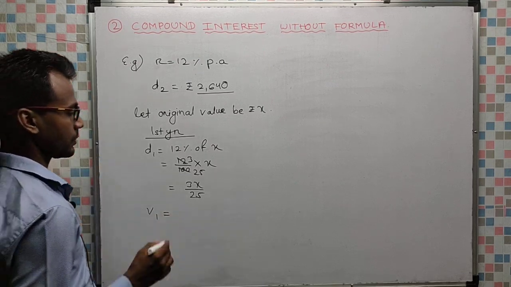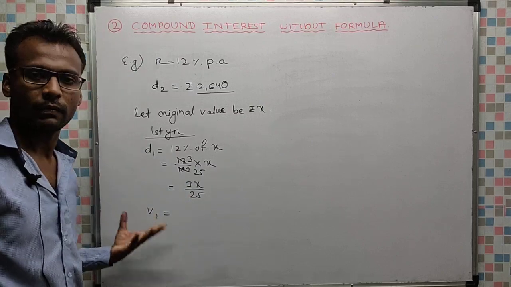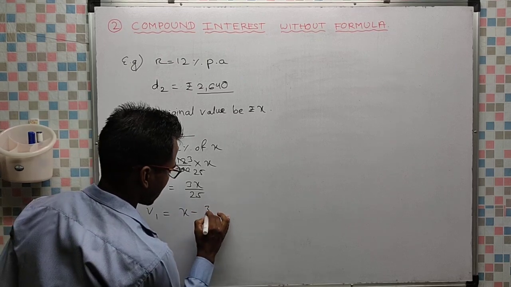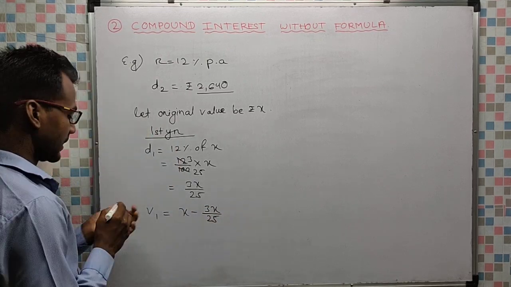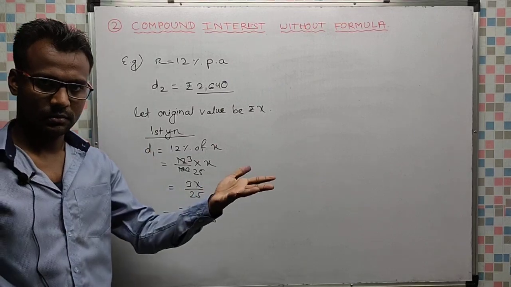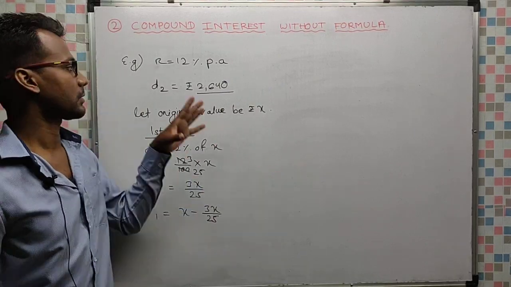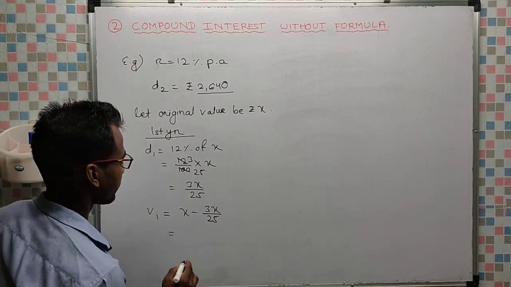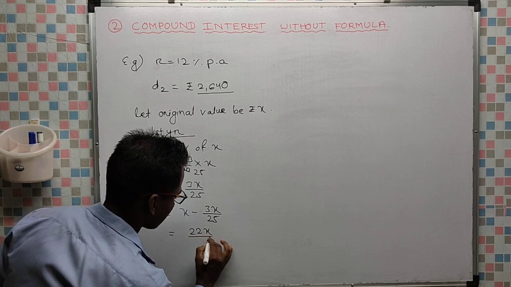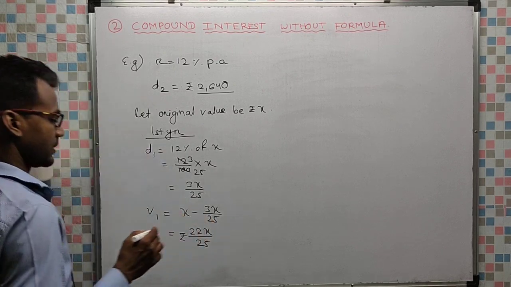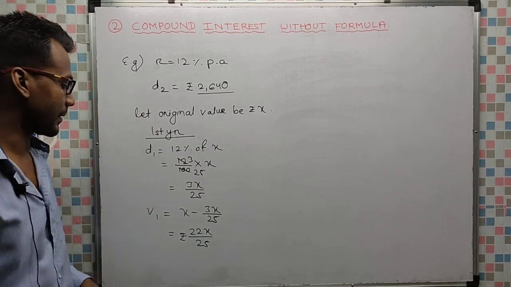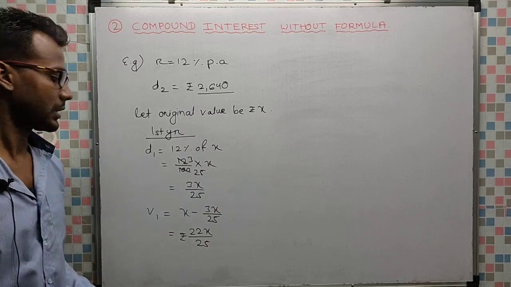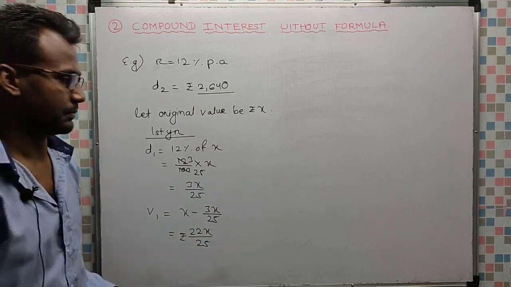Suppose B1, the value of the machine at the end of first year, is equal to the original value x minus depreciation. In case of growth, plus; in case of compound interest, plus; in case of depreciation, minus. Very simple. So x minus 3x by 25 will give you 22x by 25 rupees. This is the value of the machine at the end of first year, or at the beginning of second year. Same.